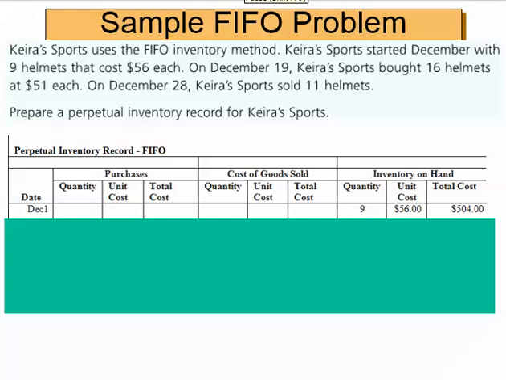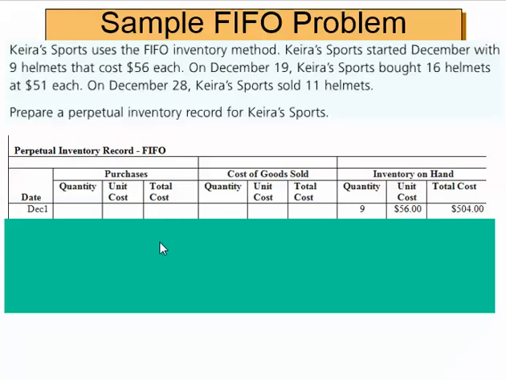Alright, let's look at a couple of short examples on how to solve FIFO, LIFO, and weighted average problems. I have a really basic scenario here. It says Kira Sports uses the FIFO inventory method. Kira Sports started December with 9 helmets that cost $56 each. On December 19th, Kira Sports bought 16 helmets at $51 each, and on the 28th she sold 11 helmets.